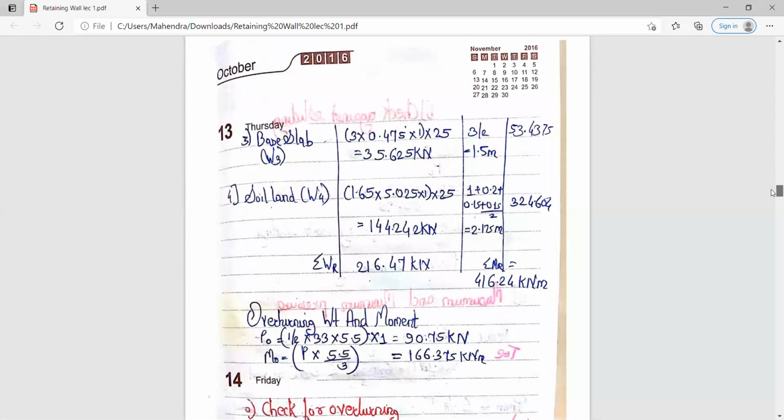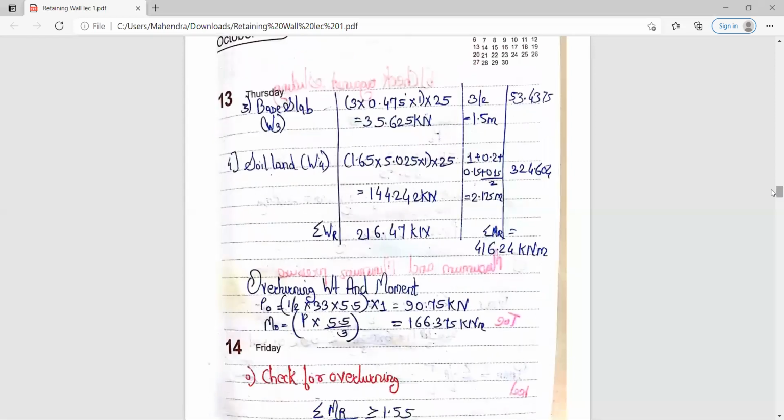Then the third portion is W3. For W3, you are going to consider the base slab, which is rectangular: length 3 into the height of the base slab, 0.475. Per meter width, multiplied by 1 into density, 25. So the total weight for the base slab is 35.625 kilonewton. The distance from the CG is 3 by 2, as it is rectangular, L by 2, that is 1.5. For the bending moment, load into distance, 35.625 into 1.5, the bending moment comes up to be 53.4375.